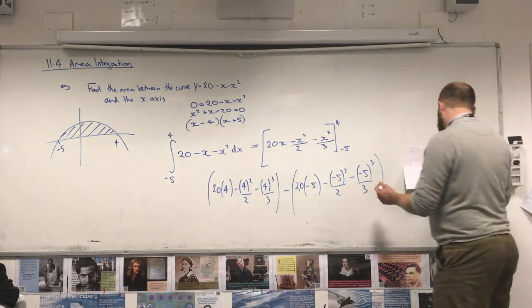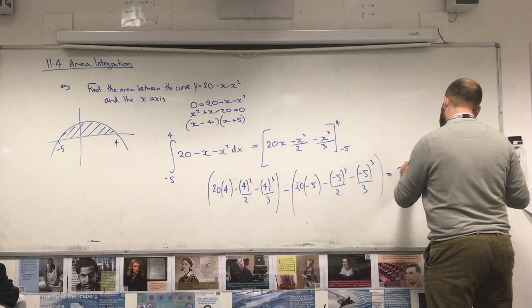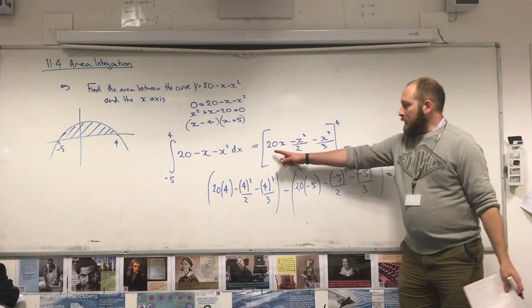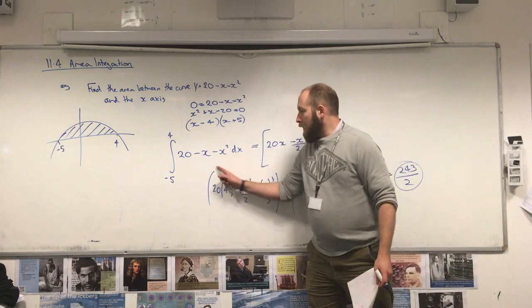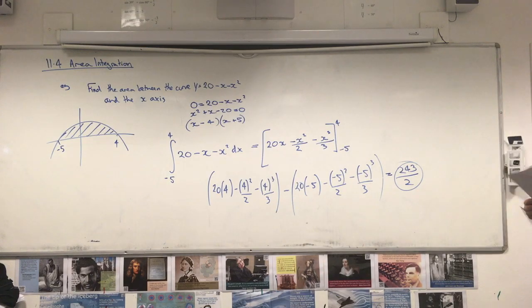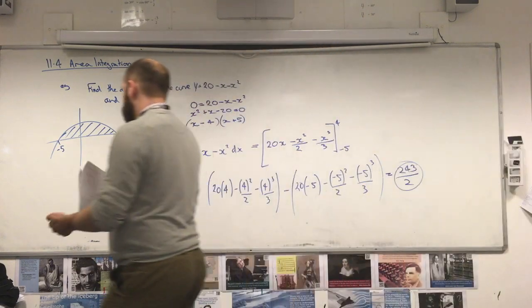So if we work that out, you get 243 over 2, and we can check that on our calculator by typing this in with the limits and the integral. It should give us straight to the answer, 243 over 2. Cool, right, let's try some more exotic looking graphs.